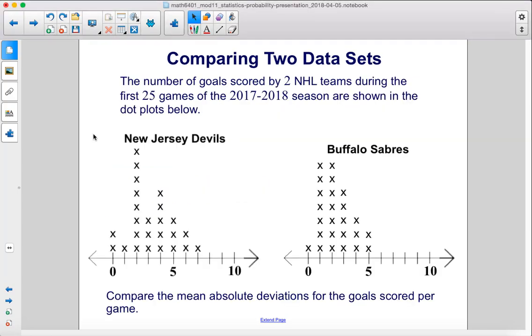The number of goals scored by 2 NHL teams during the first 25 games of the 2017-2018 season are shown in the dot plots below. Compare the mean absolute deviations for the goals scored per game.